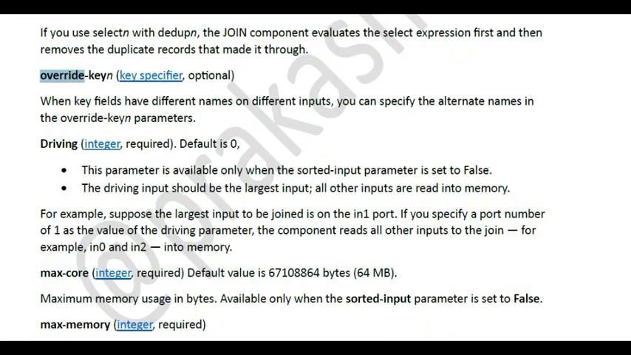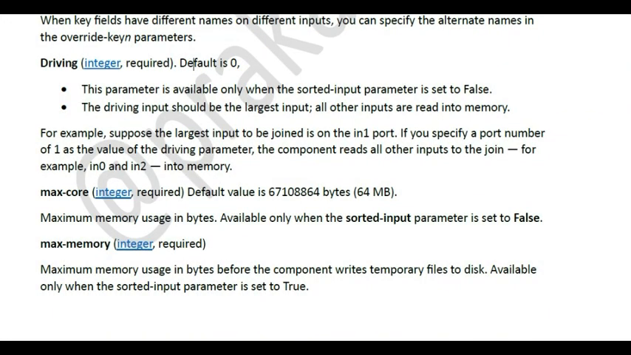Next parameter we have is override key. Here also the parameters will increase based on the count. So if you have 5 inputs, then the override key also will be increased. This override key we can use to specify an alternate key. Suppose one input has a different key name and the second input has a different key name, then you can use this override key.